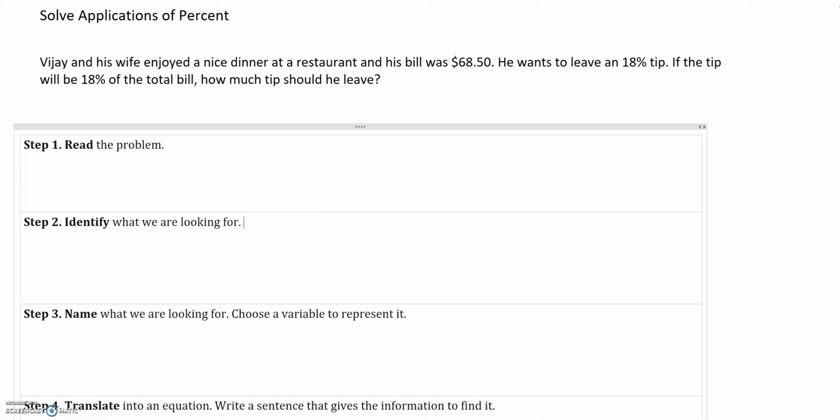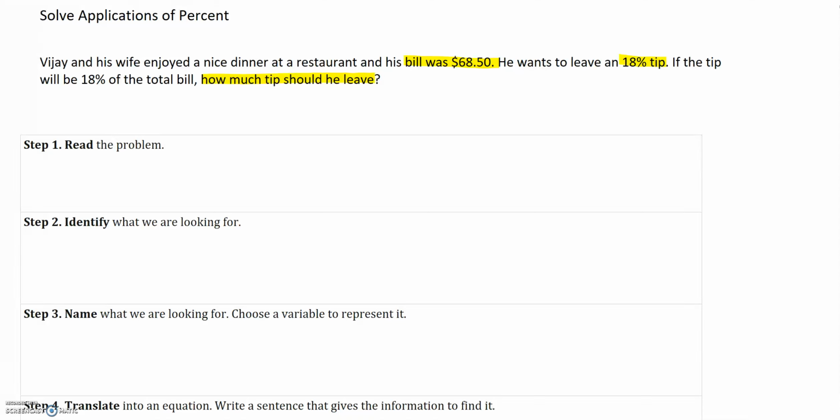Step 1 says to read the problem. We've done this step method in the previous video. So these are 7 steps. Any word problem, we could use these 7 steps to assess what the problem is asking. Read and reread the problem until you understand it. So we are told that his total bill was $68.50. He wants to leave an 18% tip. And we need to find out how much tip he should leave.